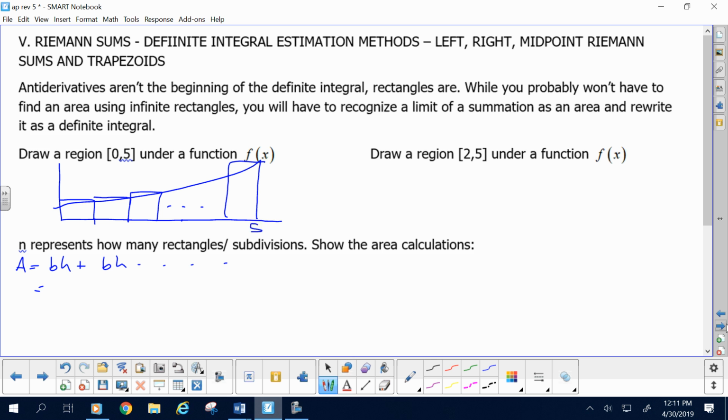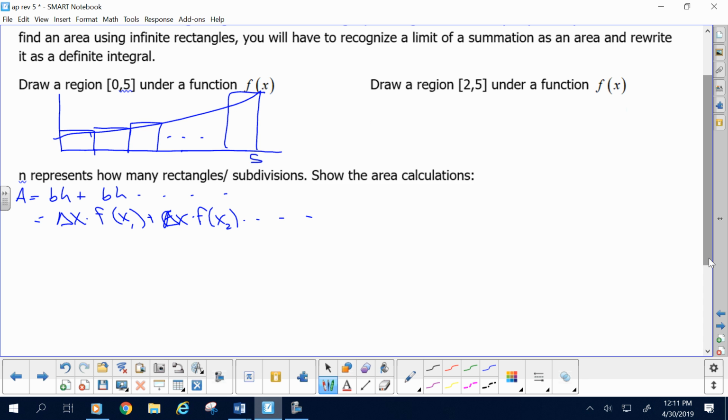The base is always a delta x, and the height is the function at some x. So it might be a delta x for the base times the height at the first x, plus delta x times the height at the second x, and so on, right? Now, specifically, delta x is found by taking the region and dividing by how many? So in that case, what's delta x? 5 over n.